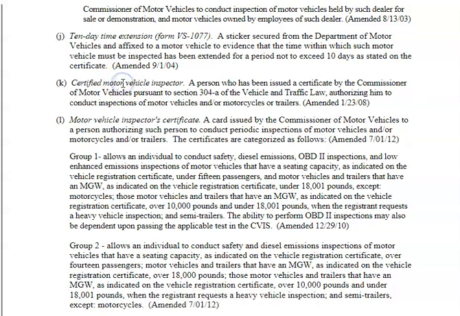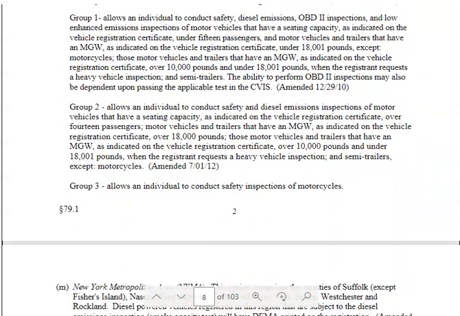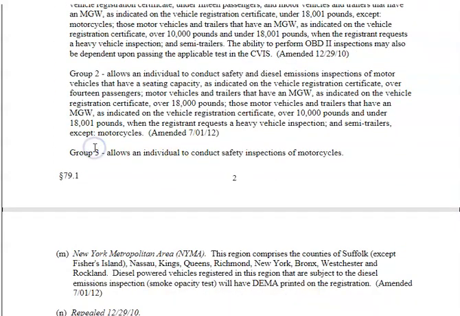Certified motor vehicle inspector, that is going to be you. That's the person who has been licensed to do New York State inspections. Motor vehicle inspector certificate is the little card that you're issued that says that you're able to do New York State inspections. That card will list what groups you're allowed to inspect. Group 1 is vehicles up to 18,000 pounds. Group 2 is vehicles over 18,000 pounds. And Group 3 is motorcycles.